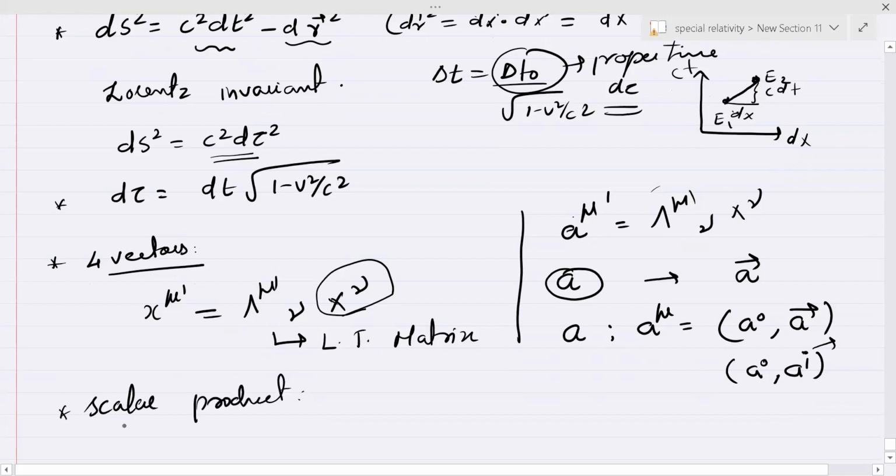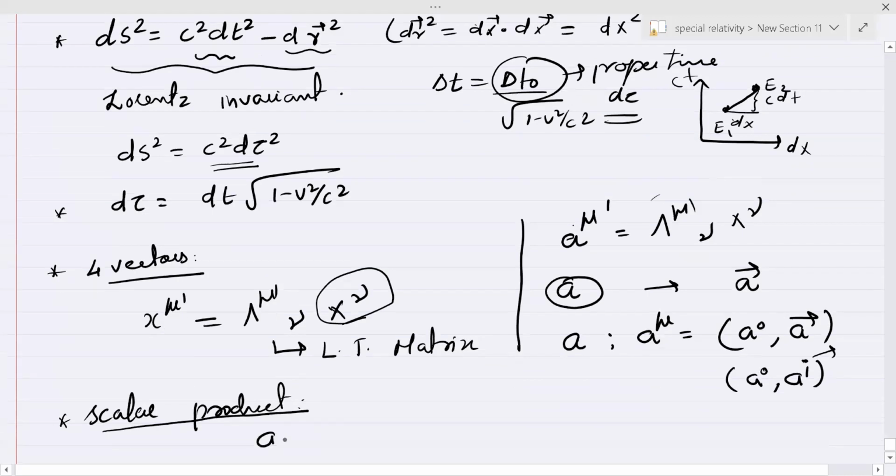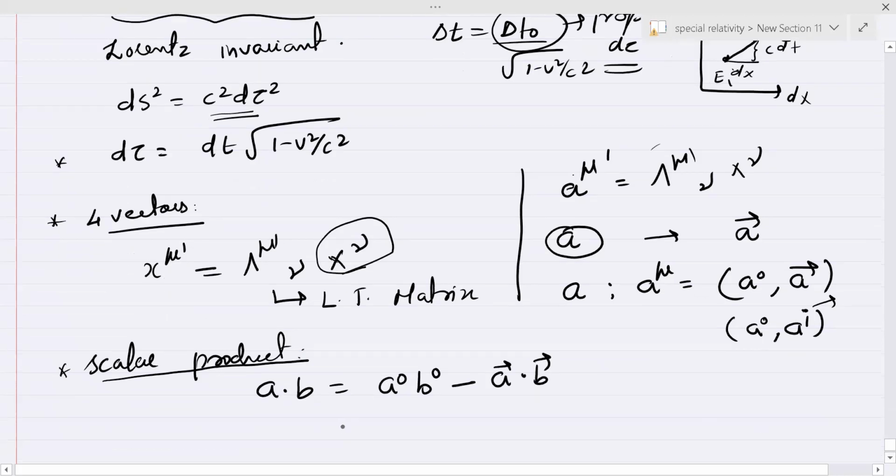Scalar product, we know that scalar product has to be invariant, and taking a hint from this fact that this is invariant, we know that the scalar product has to be of this form. We said a dot b has to be equal to a0 b0 minus a vector dot b vector, where a vector dot b vector are the corresponding 3 vectors.